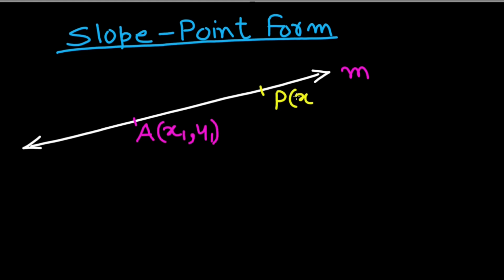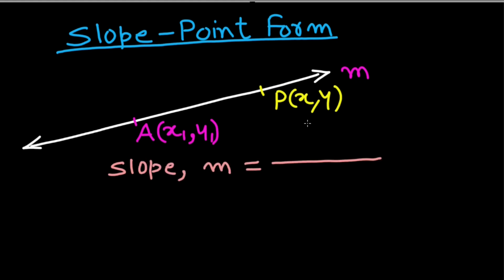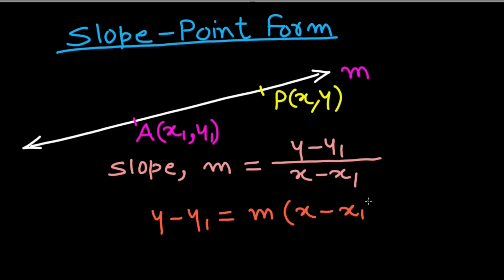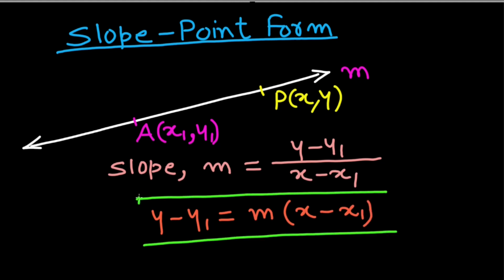Suppose P(x, y) be any point on the line, then slope m of this line will be the difference between the y coordinates, that is y minus y1, divided by the difference between the x coordinates, x minus x1. By cross multiplication we write y minus y1 equals slope m times x minus x1. So this is known as the slope point form of equation of a straight line.